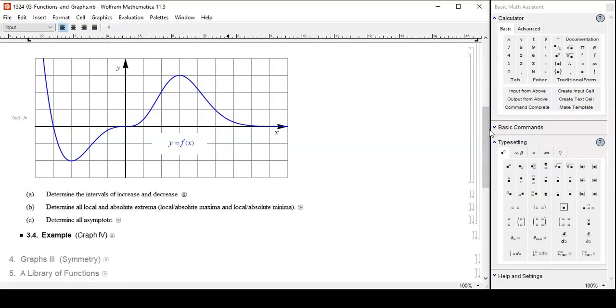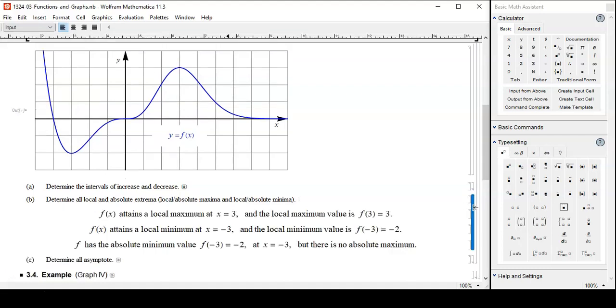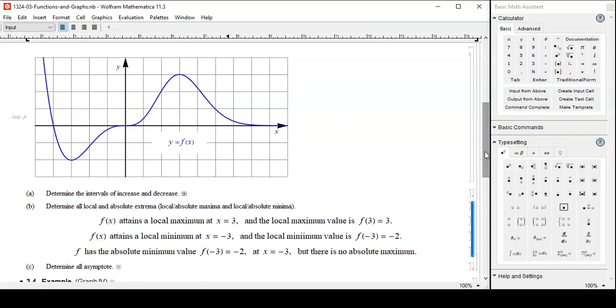Do you see local maximum, local minimum, those kinds of things? Let's assume this graph just extends forever, asymptotically. So it looks like we're going to get a local maximum here, local minimum there, and that happens to be the absolute minimum too. But no absolute maximum because this one just goes on forever. Make sense? So f attains the local maximum at x equals 3, right here where my mouse is, and the local maximum value is y equals 3.